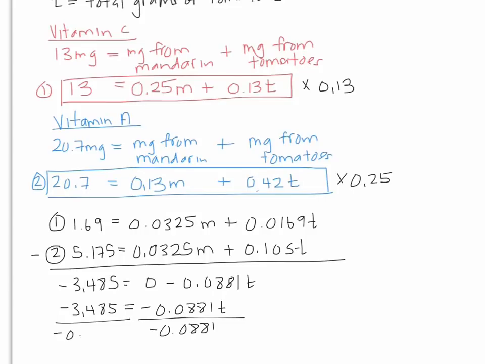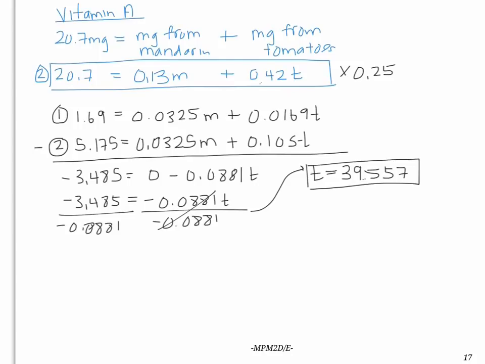Dividing by 0.0881, these are going to cancel out. We're going to be left with t is equal to, and now we're left with a very long decimal. So why don't we take 3 to 4 decimal places for now. So it's 39.557 approximately. So that means that we need to consume approximately 39.557 grams of tomatoes to make our little diet work.